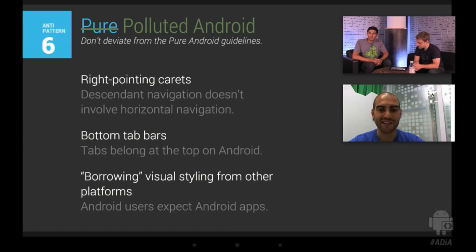And the last one we pulled out is wholesale borrowing from other platforms. This is if you see, say, iconography from another platform, or a picker from another platform, which just looks completely out of place. Just don't do it. Just use the default. It's what your users expect, and doing otherwise is being kind of quite arrogant and aggressive towards them. So stick with what the platform gives you.